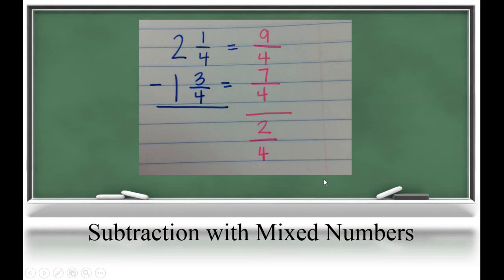One final strategy for subtracting with mixed numbers is to rename both mixed numbers as fractions greater than 1. We know that 2 and 1/4 is equal to 8/4 and 1/4, which is 9/4. And we know that 1 and 3/4 is equal to 4/4 and 3/4, which is 7/4. Subtract those and we have 2/4, which can also be renamed as 1/2.